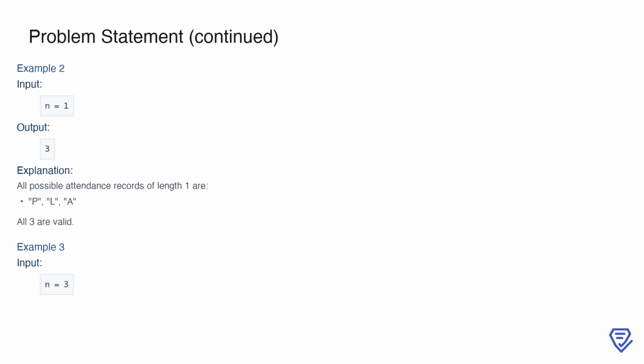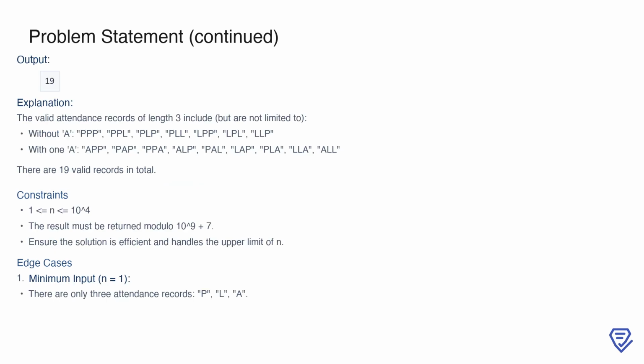For a slightly larger example where n is 3, the number of valid records grows significantly. For n equal to 3, there are 19 valid attendance records. These include records without any A, such as PPP, PPL, PLP, PLL, LPP, LPL, and LLP. Additionally, we have records with exactly 1 A, like APP, PAP, PPA, ALP, PAL, LAP, PLA, LLA, and so on. Each of these combinations adheres to the rules, avoiding more than 1 absence and ensuring there are no sequences of 3 or more consecutive Ls. The total count of valid records for this input size is 19, demonstrating how the number of possibilities grows as n increases.